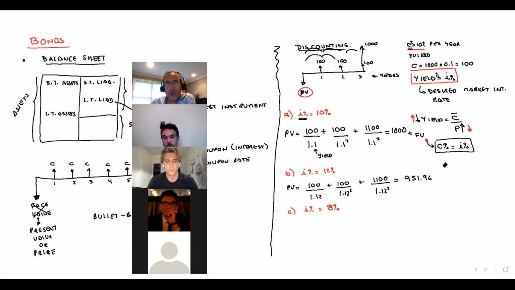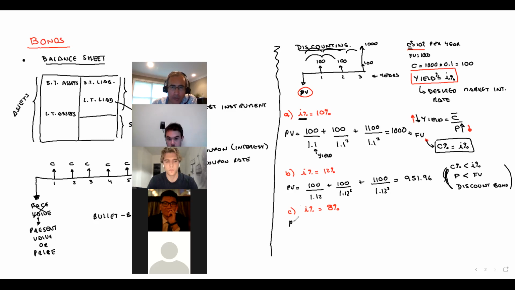Got it? So this bond here, you see that when, I will write this, when the coupon is smaller than the yield, the price is going to be smaller than the face value. And how do we call this one here? We call it a discount bond. Got it? And please help me with the last one.